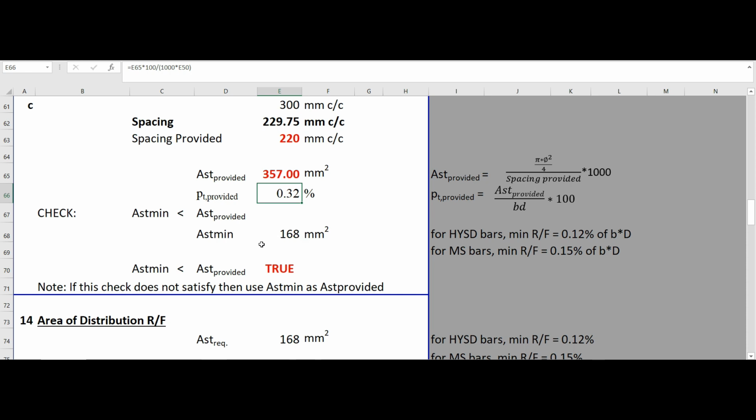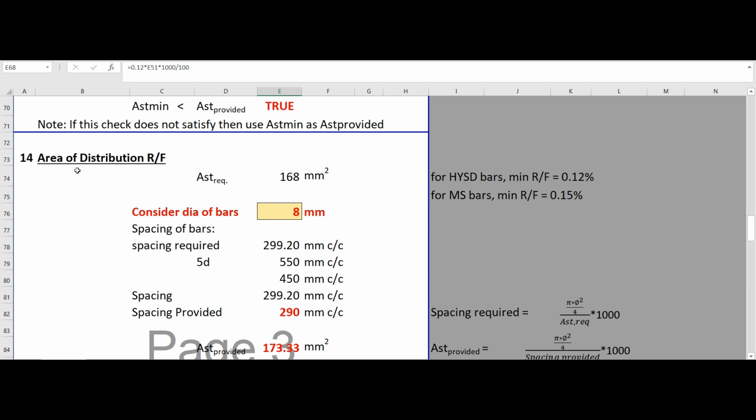Now we will calculate the minimum reinforcement which is required. So minimum reinforcement for HYSD bars is 0.12% of gross cross-sectional dimensions. So 0.12% of B into D. So here B is 1000 mm, D, which is the effective depth, is equal to 110 mm. So we get the minimum reinforcement as 168 mm square. So as we have provided 357 mm square, which is more than the minimum reinforcement value, it is okay. In case it exceeds the minimum reinforcement value, then we will provide Ast minimum as Ast provided.